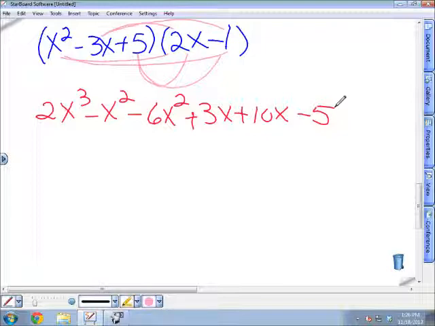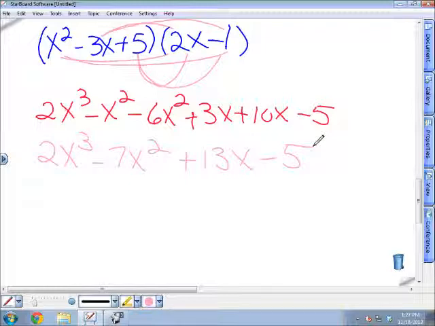Okay. There's only one term with an x cubed in it. But notice I have 2 terms with an x squared in it. Minus 1 minus 6 is minus 7. I have 2 terms with x's in it. Plus 3 plus 10 is plus 13. And then the minus 5. Does anyone have a question on that before I move on? Okay.